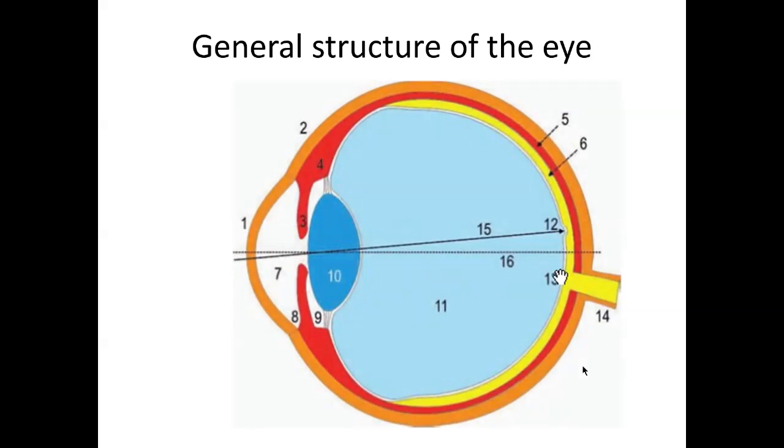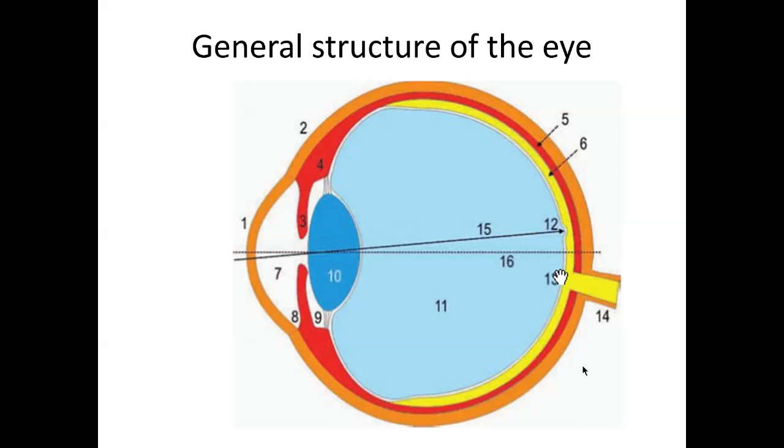Now we shall learn the clinical anatomy of the eye. Let's begin from the general structure of the eye. Here it is, a picture which demonstrates the eyeball.